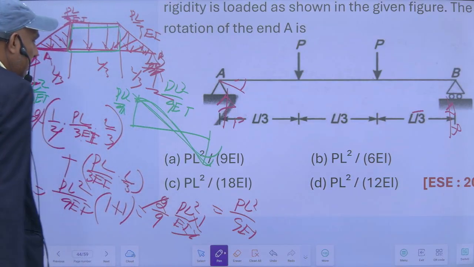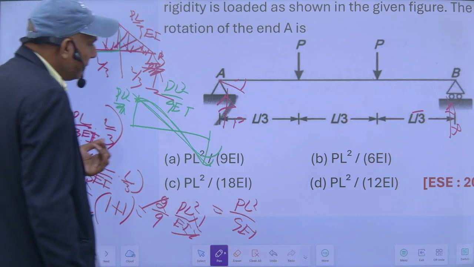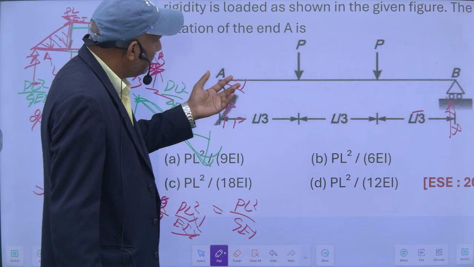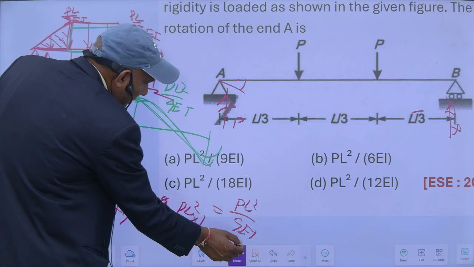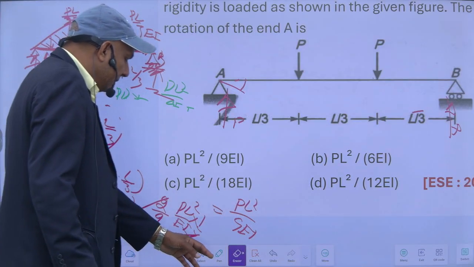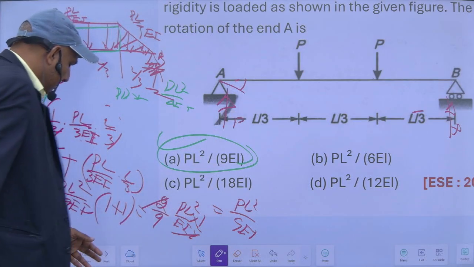So this is PL square upon 9 EI. The reaction at this point, the shear force at this point, is equal to the slope of the real beam, meaning the rotation at this point. So this PL square upon 9 EI is the right answer.